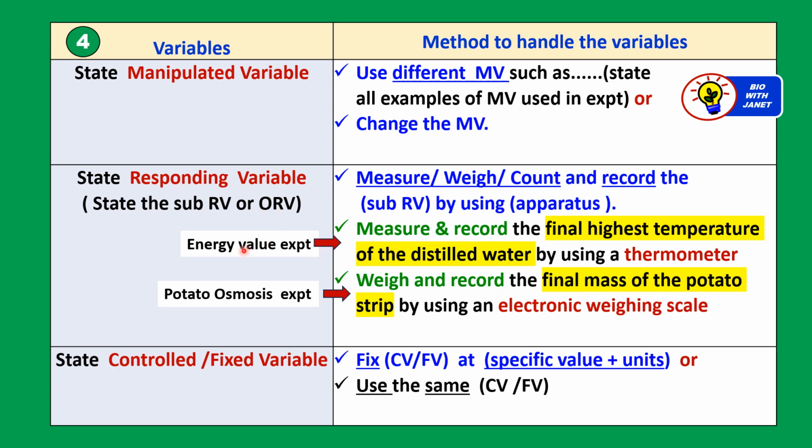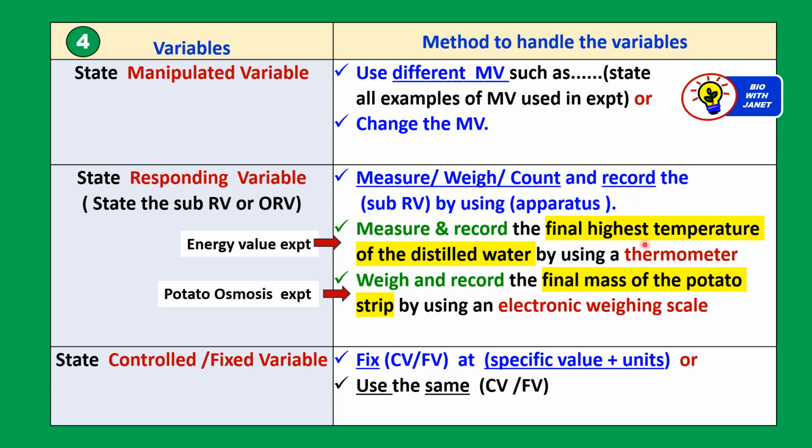Now, as far as possible, don't write the main RV, which may only be obtained through calculation involving the sub RV. So if you write the main RV and there's some calculation involved, you have to give the formula of how you calculate the main RV using the sub RV. So it's easier to write the sub RV, and then after that you can use this format, either measure or weigh or count or observe and record, the sub RV. And if there's apparatus used, then you say by using that particular apparatus.